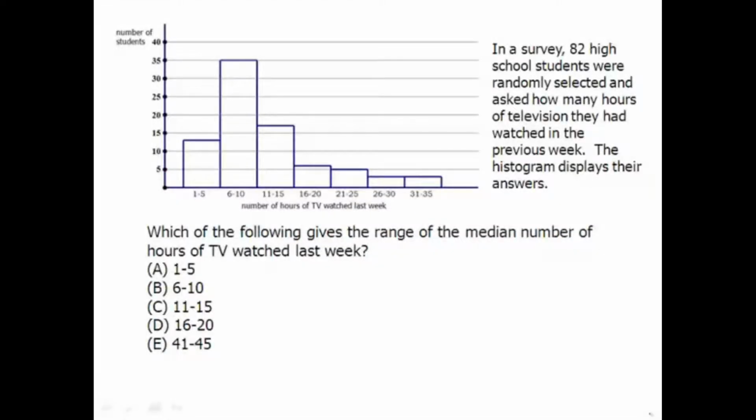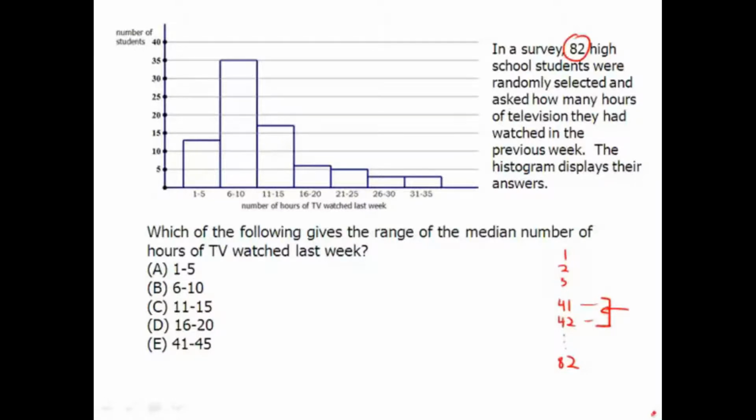Which of the following gives the range of the median number of hours of TV watched last week? So we interviewed 82 high school students. What this histogram is showing us is the arrangement of these 82 values. If we put these 82 values on a list in order, you can imagine value 1, 2, 3, and half of 82 is 41, so there'd be a 41st value, a 42nd value, then all the way up to 82. The average of the 41st and the 42nd value, that's where we would find the median.